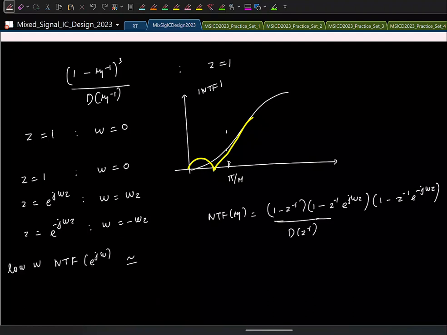So now tell me, how will this go at low frequencies? Again, z is e power j omega, you approximate e power j omega as 1 plus j omega. So what do you get? First term, j omega. Let's take the magnitude alone, this omega. What about the second term? z is e power j omega. So this is e power minus j omega into e power j omega z. Is that fine? So remember, this is e power minus j omega times e power j omega z, e power j into (omega z minus omega), and the third term will be omega z plus omega.